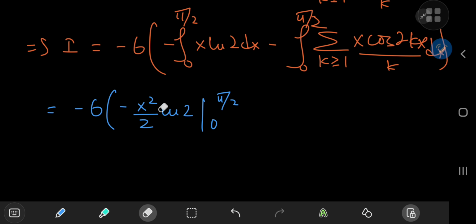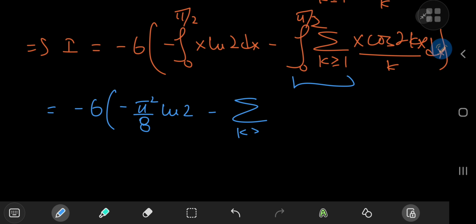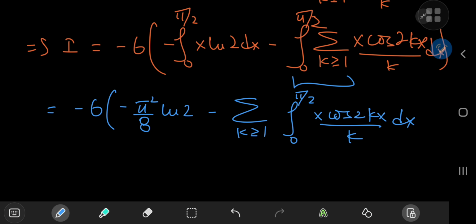So this sorts out to negative pi squared by 8, correct? Yeah, that's about it. Minus, when you switch up the order of the summation and the integration operators, you have the sum over k of the integrals from 0 to pi by 2 of x times the cosine of 2kx divided by k dx. And because the factor of 1 by k is independent of the x variable with respect to which we're integrating, we can just pop this outside the integration operator.